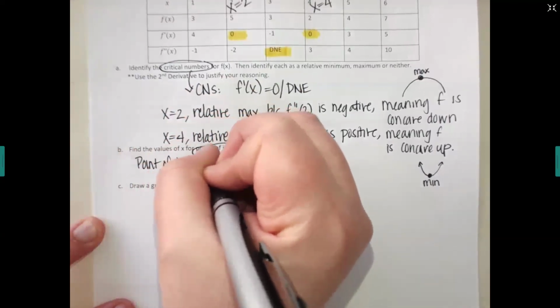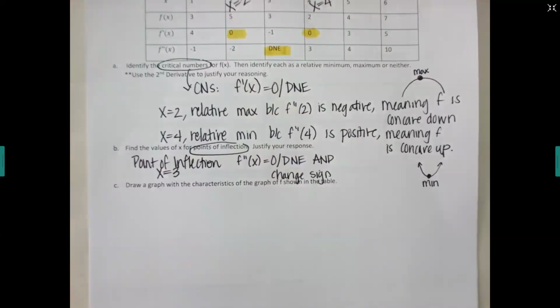And point of inflection and inflection point are the same thing. Okay, last part of this is the hardest. We're going to practice this twice. So what it's asking you to do is to draw a picture of what F must look like. So we're going to do this in 3 steps.